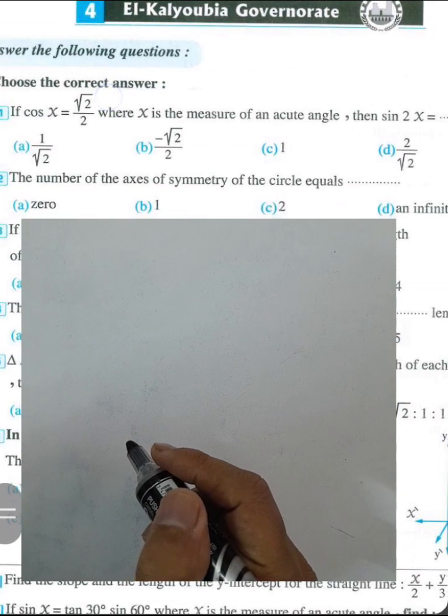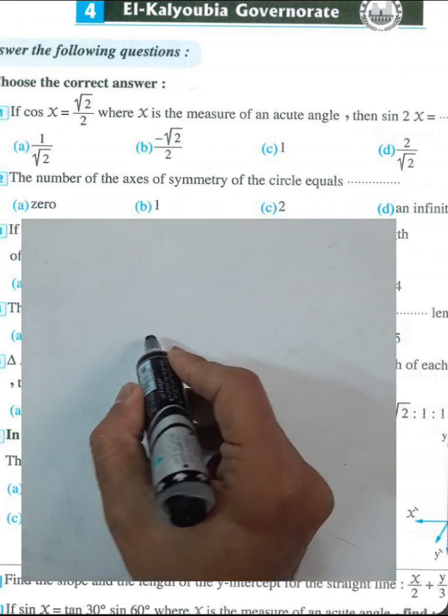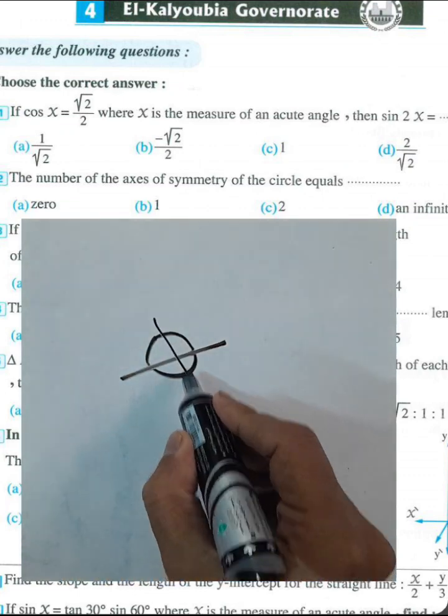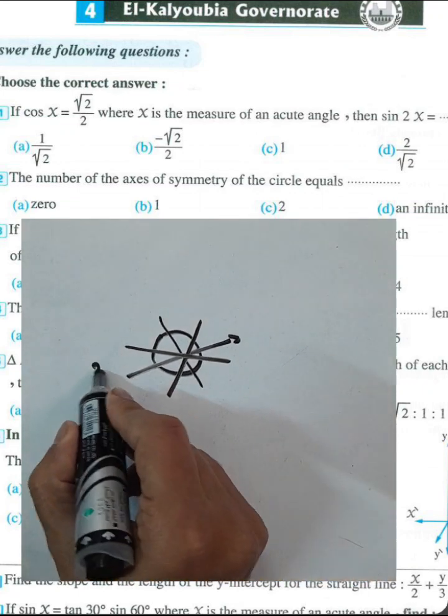Number 2, the number of axes of symmetry of the circle equals infinity. If we have a circle, then the number of lines of symmetry here will be infinity. Choose letter D for question number 2.